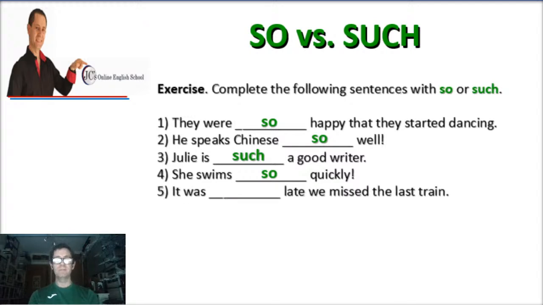Thank you, Rosa, for your comment. Number 5, it was late. We missed the last train. Jose Maria, number 4 is correct. Rosa, number 4 is correct. So number 5 now. It was late. We missed the last train. The correct one for number 5 is so. It was so late. We missed the last train.